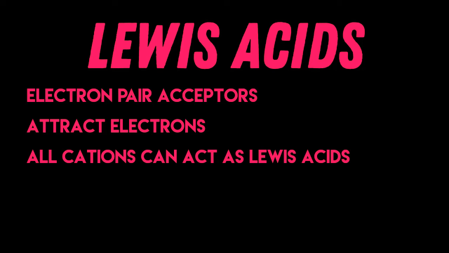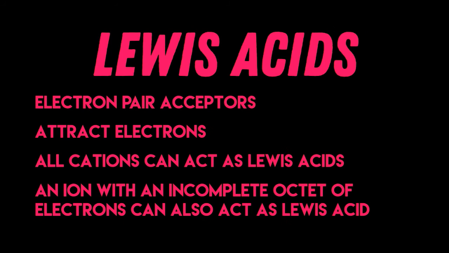Examples include Fe2+, Fe3+, and Cu2+. An ion with an incomplete octet of electrons can also act as a Lewis acid. Examples include BF3 and AlF3.